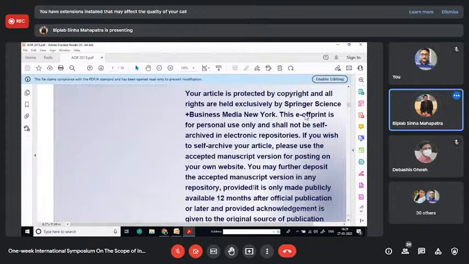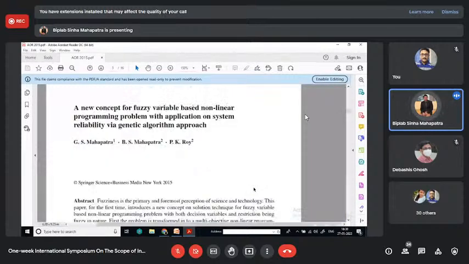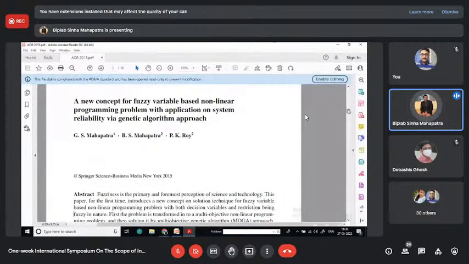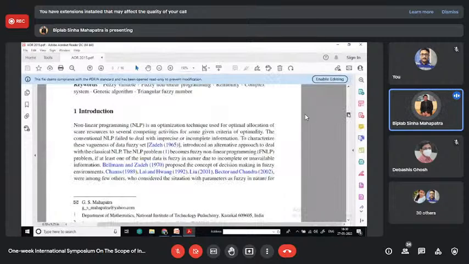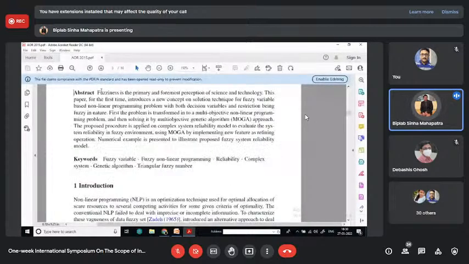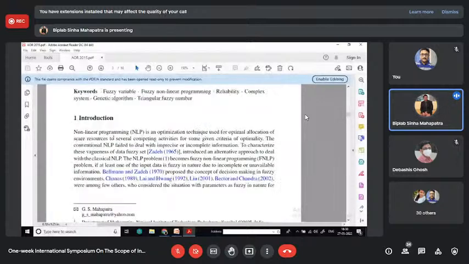Next, look at this. And the author's name is this one. There are some keywords. Keywords are given to search the article in Google or any other search engine. And look at this. Whenever you are writing the literature review, you have to write the citation. These are the citations. These are another citation.